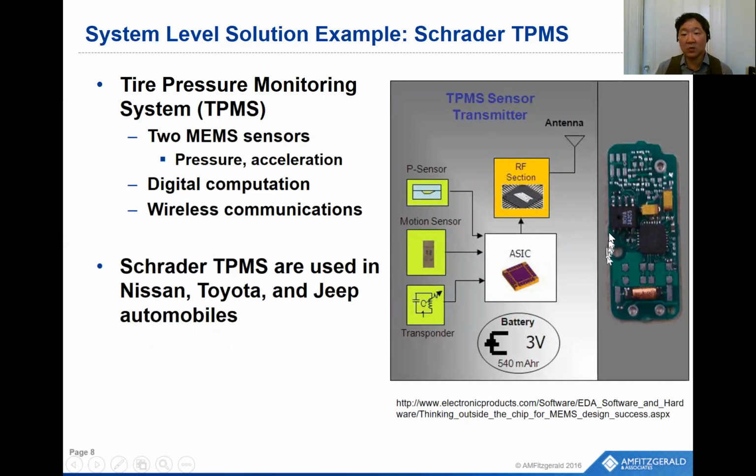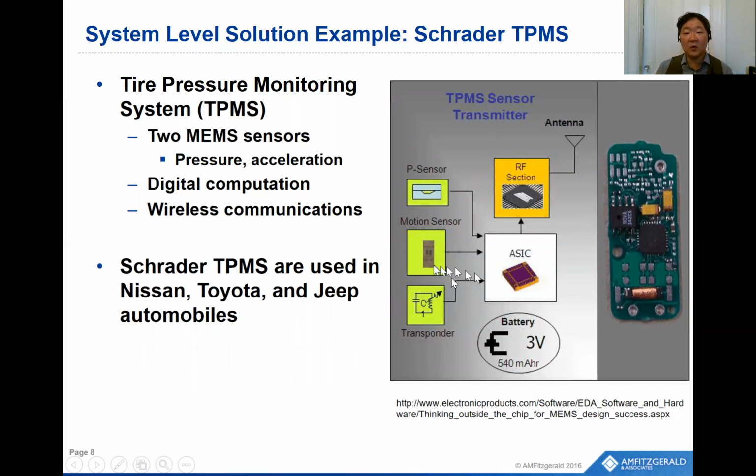And you can see some of these components on the board. This component is a pressure sensor. This is a packaged pressure sensor. This is a packaged ASIC. And all these components are integrated and put together at the system level by connecting them on this board.